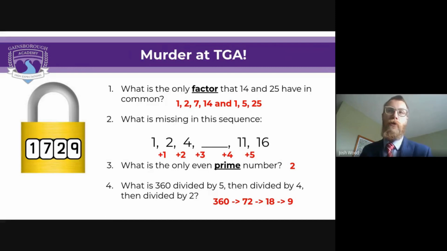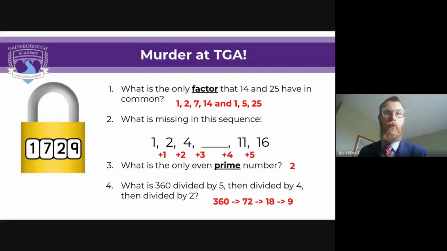The second question was about a sequence. Now, this one looked a bit tricky because you might think that it goes up by doubling every time. So 1 doubled is 2, 2 doubled is 4. So you might have thought the next number was 8. But then 8 doubled doesn't give you 11. So it can't be that rule. If you think about it carefully, what's happening every time is you're adding a different number, and each of the numbers that you're adding have a pattern of their own. So we add 1, then we add 2, then we add 3, then we add 4, and then we add 5. Next number, we would add 6. So here, 1 add 1 will give us 2, add 2 will give us 4, add 3 will give us 7. So the missing number here is 7.